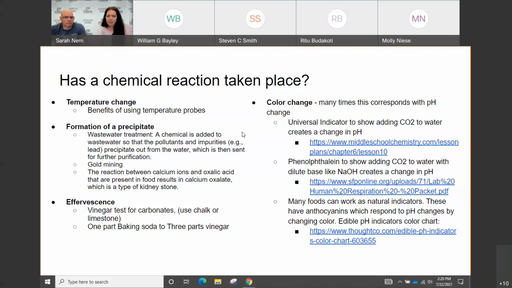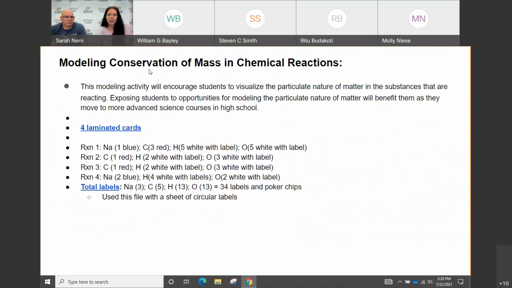Let's go to the next. There we go. All right, so we have a couple of activities that we developed, and this was one Steve and I were kind of mulling over before the workshop.